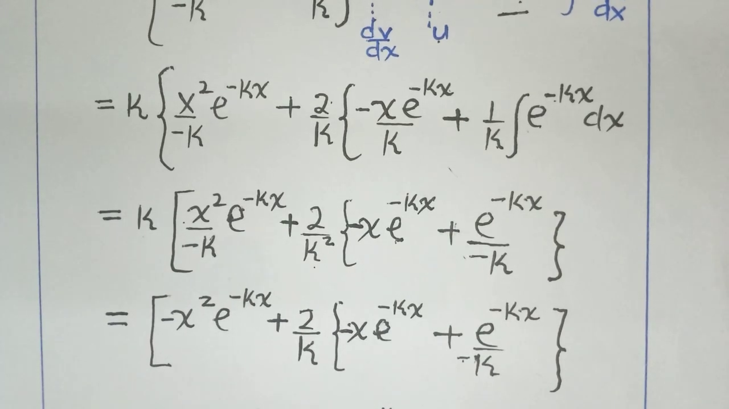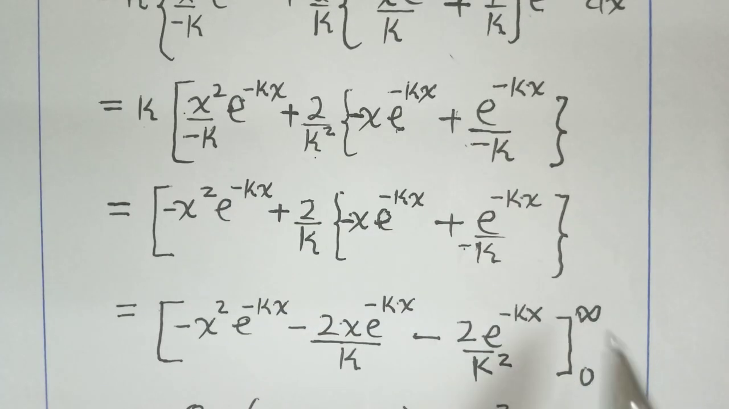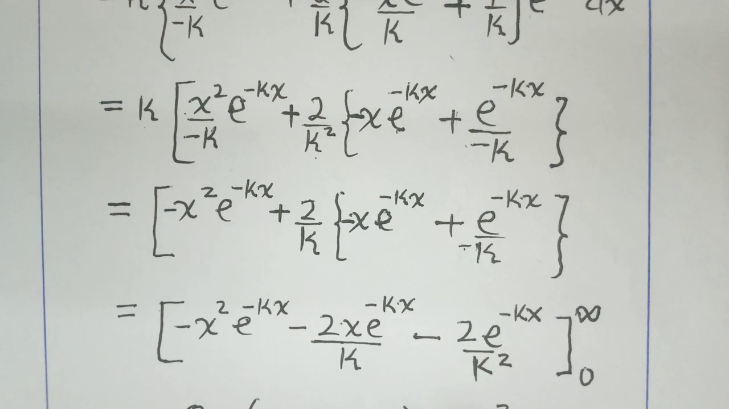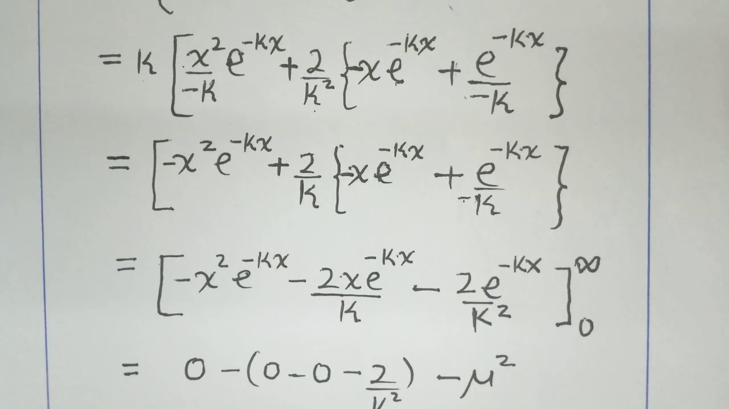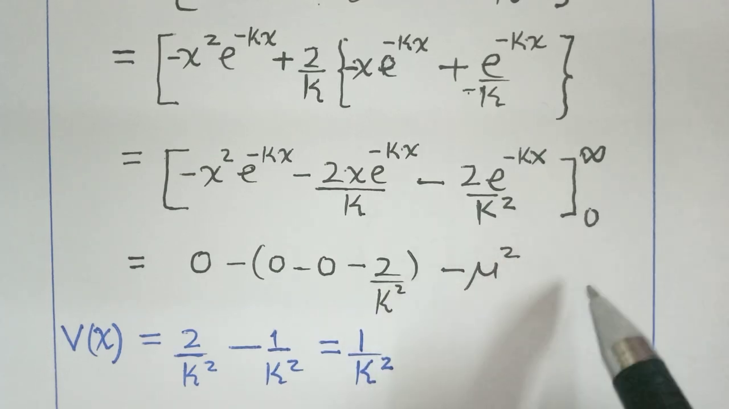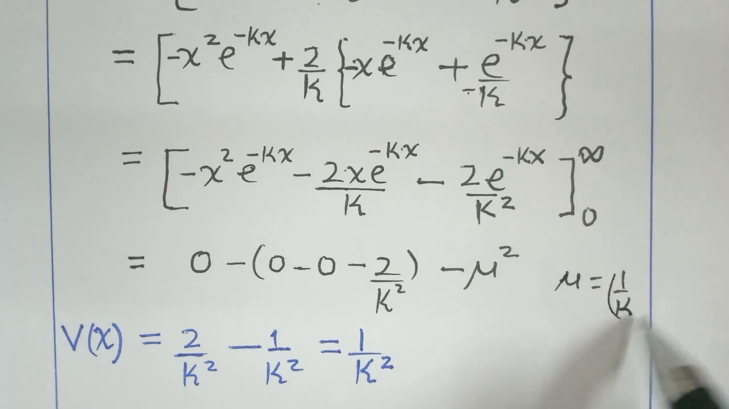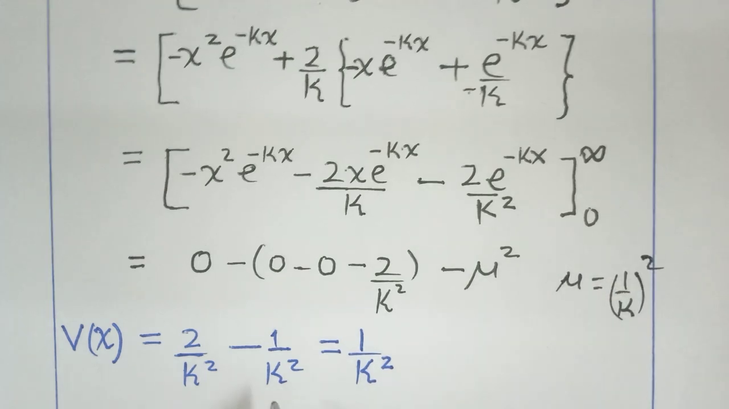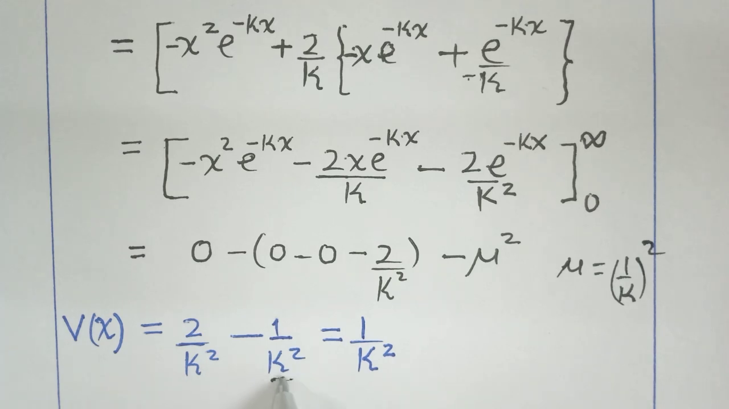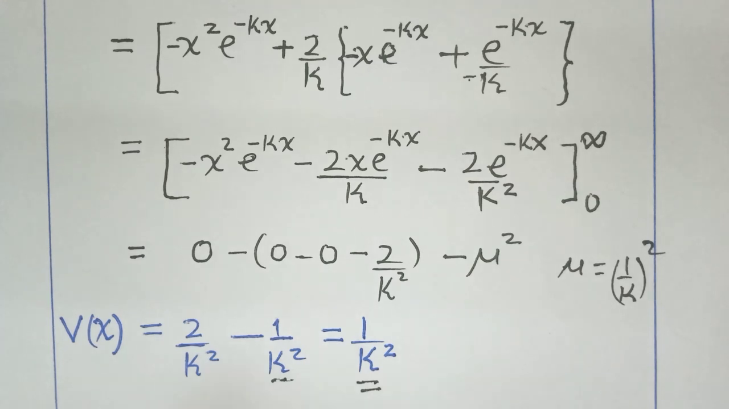Here now, guys, I come and replace my 0 and my infinity. So when you replace, finally you are going to get 2 all over k squared minus this mu, which was 1 over k. Mu was 1 over k. Now because it's squared, you get 1 over k squared. So you add that and that: 2 all over k squared minus 1 all over k squared, then you get this value. So that is how, guys, we move about that problem.